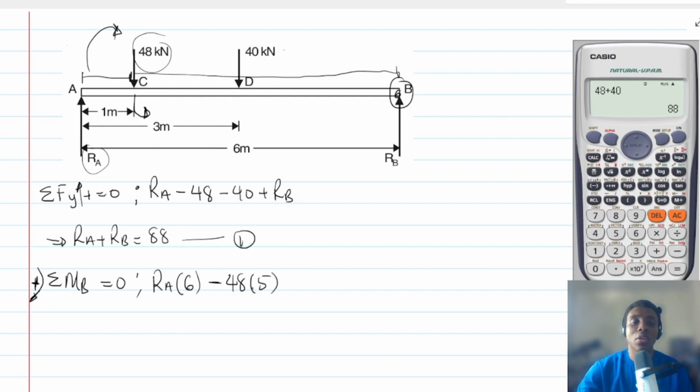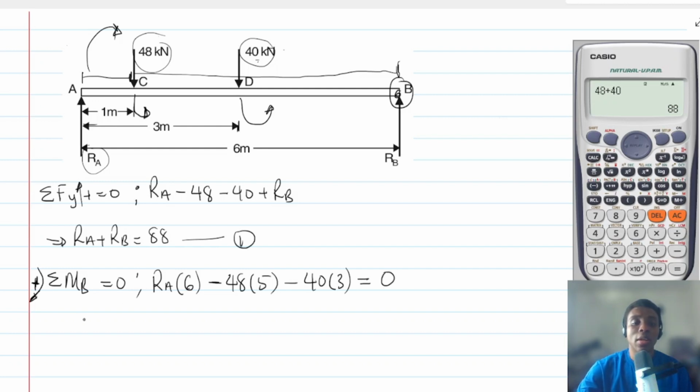multiplied by 5. And then of course, if the distance from the left support to the 40 is 3, then we expect that from the 40 to B must be 3, right? Because it is almost halfway. That one is also counterclockwise, so it's going to be minus 40 multiplied by 3. Is there any other force? No, so you just equate it to 0.